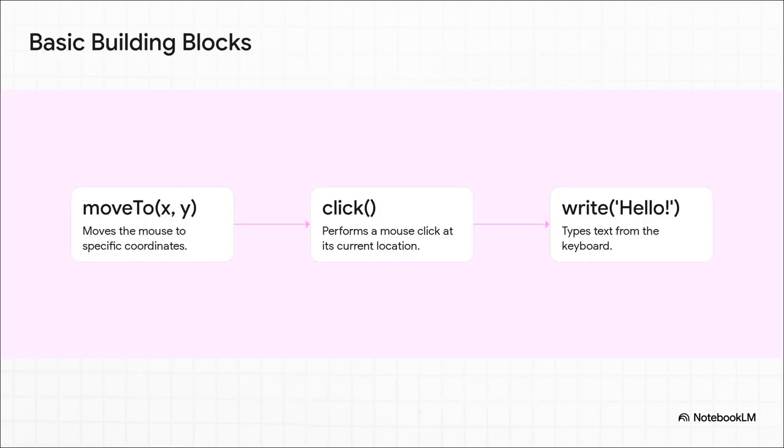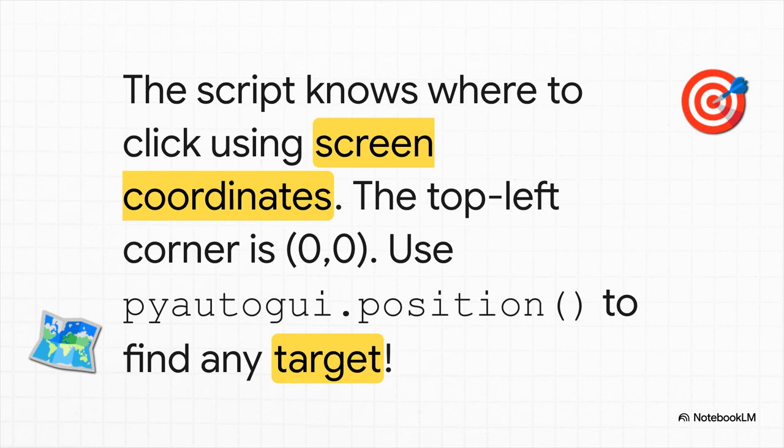The real magic here is just how simple it is to get started. I mean, it really all boils down to 3 core commands: moving the mouse, clicking the mouse, and typing on the keyboard. That's it. With just these 3 basic building blocks, moveTo, click, and write, you can build some surprisingly powerful automations.